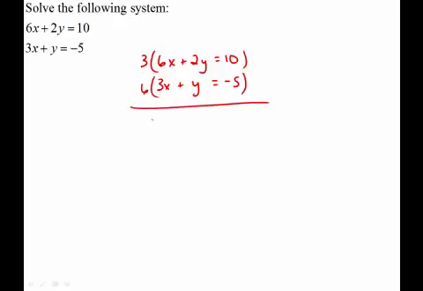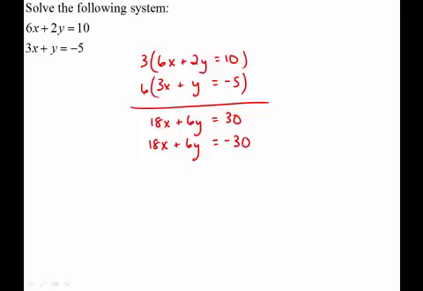Here's a third type of system. This one doesn't look any different off the bat, but there's a reason that I put it in, which I will show you. So let's multiply the top by 3 and the bottom by 6. And so I get 18x plus 6y equals 30, and 18x plus 6y equals -30.